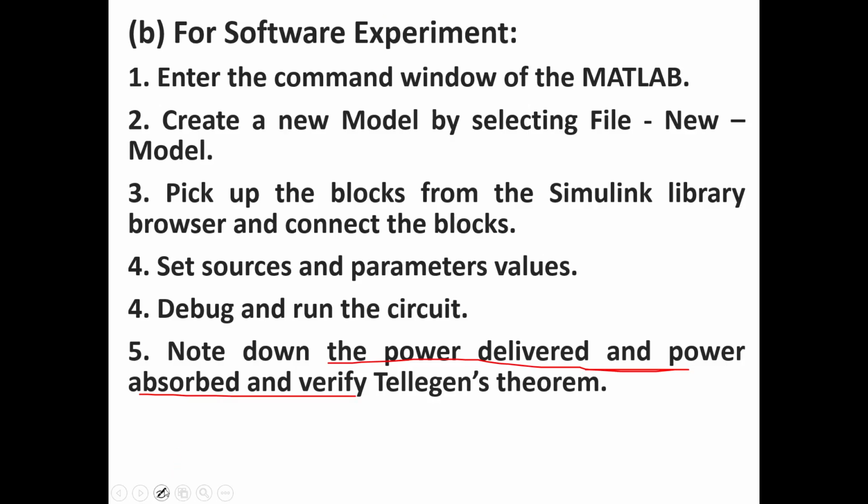So this is the procedure to do the experiment using MATLAB software. So you can pause the video and you can note down the procedure.